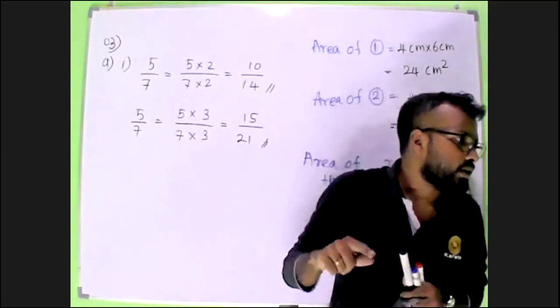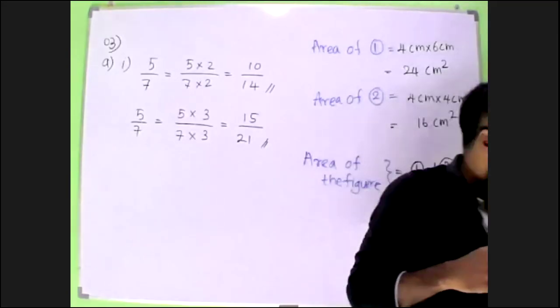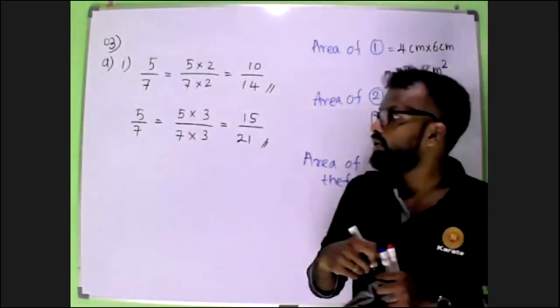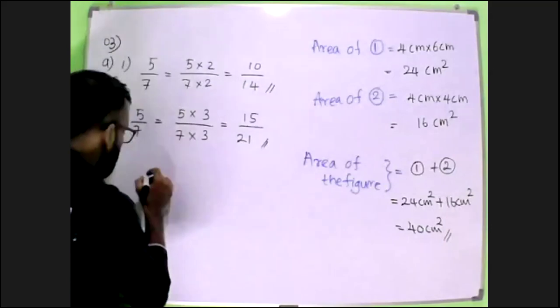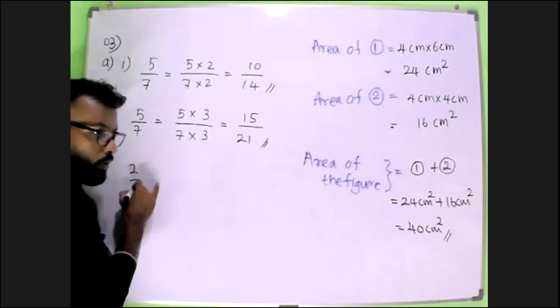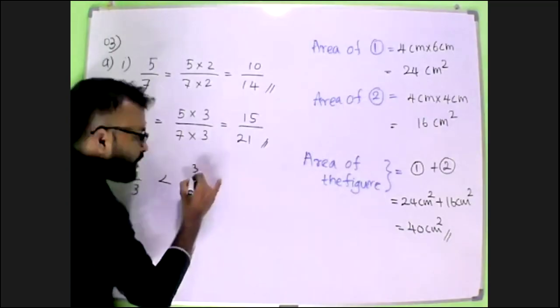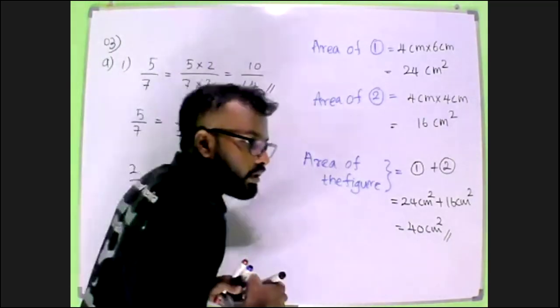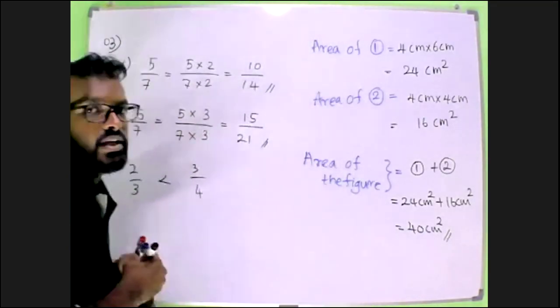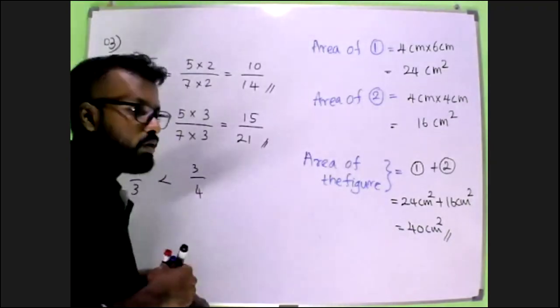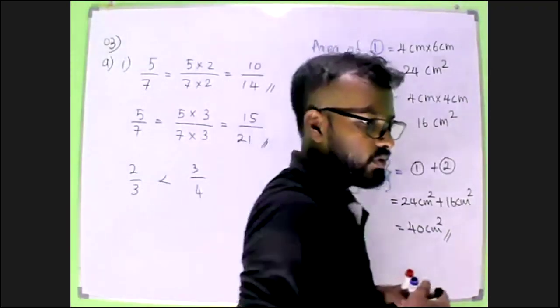According to Zenith, 2 upon 3 is lesser than 3 upon 4. Do you agree with this statement? So you have to say yes or no.